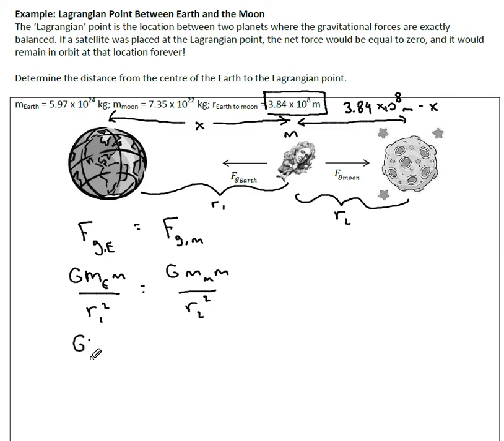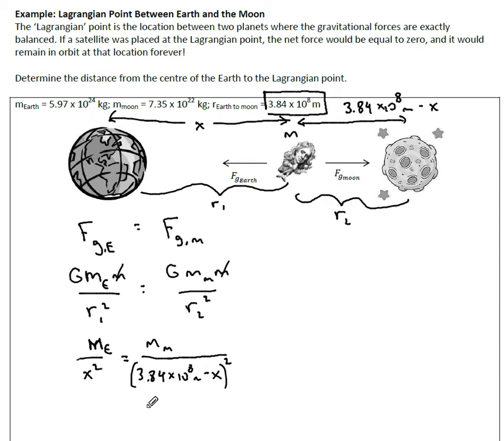So we get G mass of the Earth. Now the little m's cancel out, we can ignore those, divided by x squared. Actually, we can cancel out capital G as well. So we get mass of the Earth divided by x squared is equal to the mass of the Moon divided by 3.84 times 10 to the 8 meters minus x. We're going to have to square that whole thing, so we'll have to eventually expand those brackets.